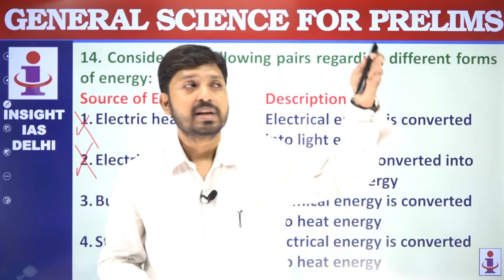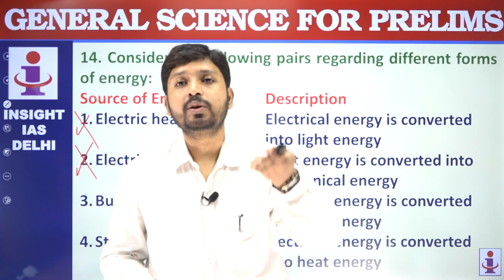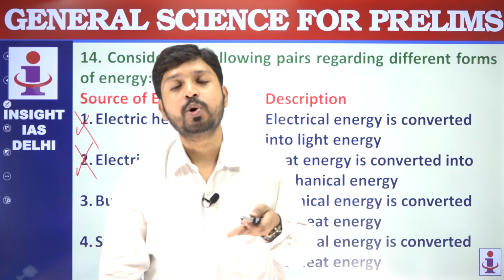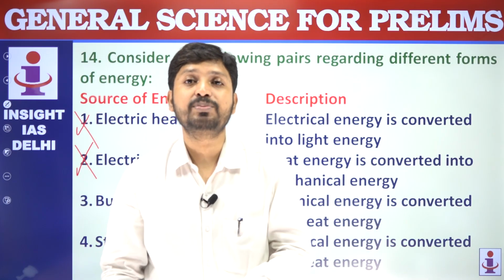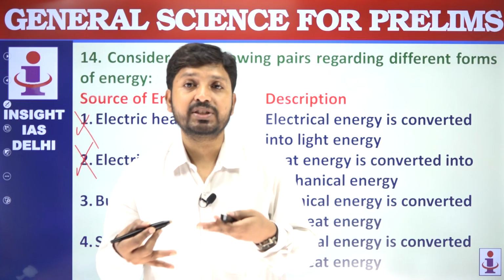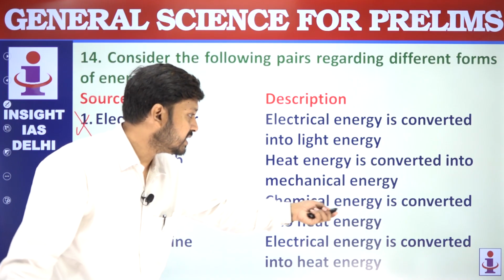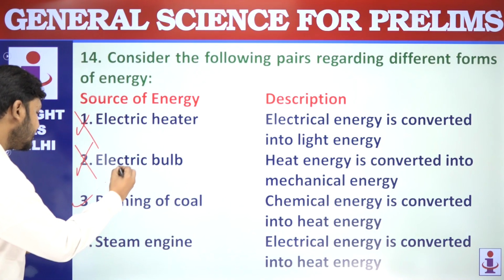Photosynthesis means light energy is converted into chemical energy that is stored in the plants, and when these plants go deep, they are converted into coal. When this coal is burnt, the chemical energy stored in the coal is released as heat energy. So chemical energy is converted into heat energy. This is the right statement.